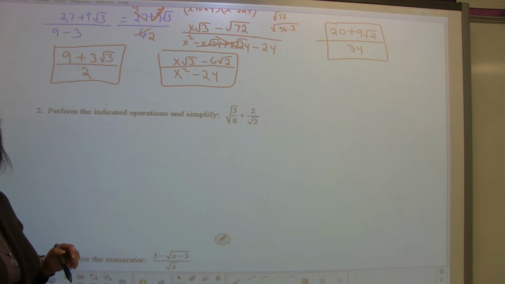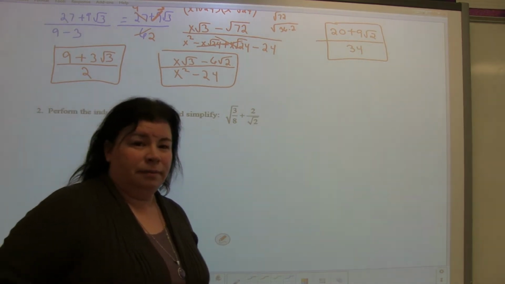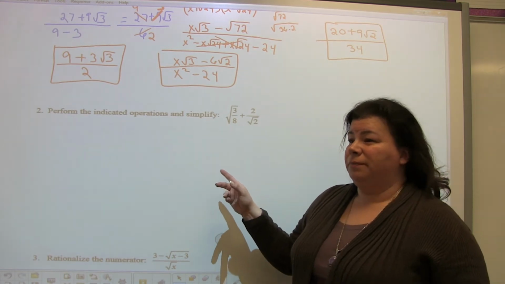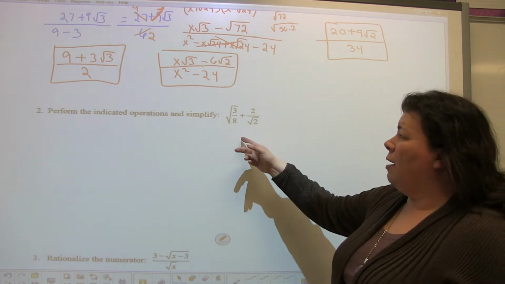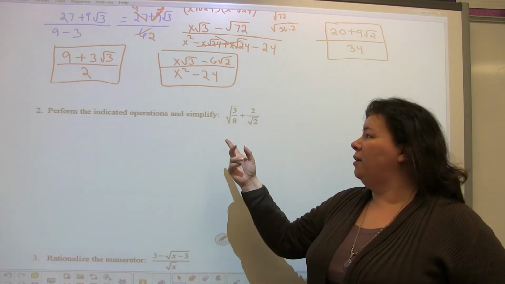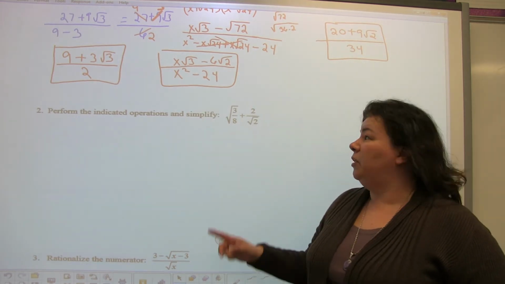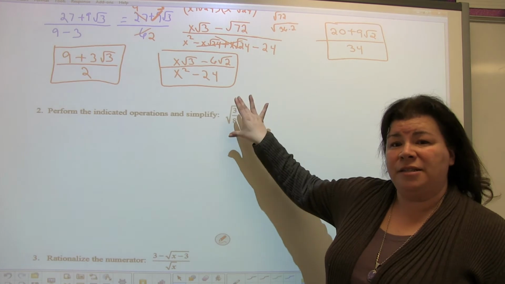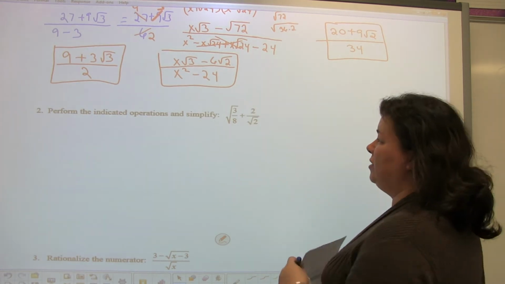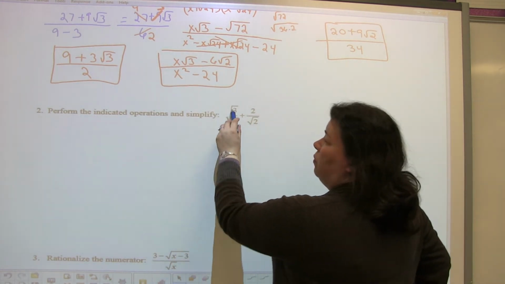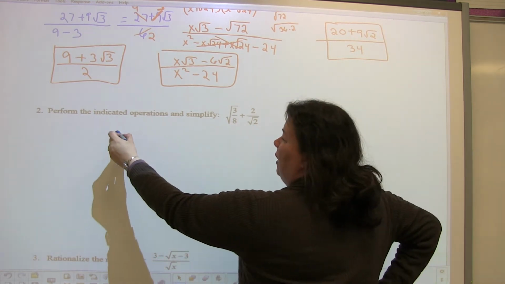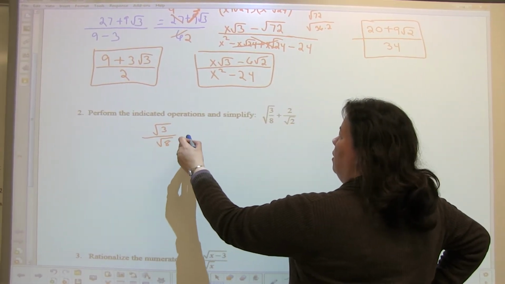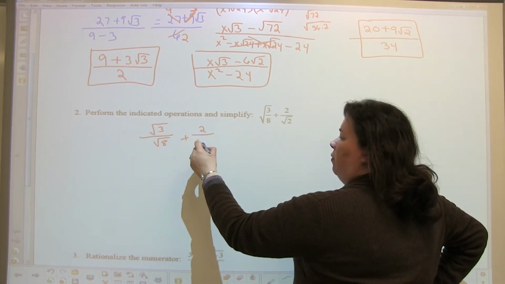If you look at problem 2, you will see that we have this radical sign of 3/8 plus 2 over root 2. What we want to do, remember, is separate that and rewrite it as 2 radicals. So the square root of 3/8 is really equal to the square root of 3 divided by the square root of 8 plus 2 over root 2.